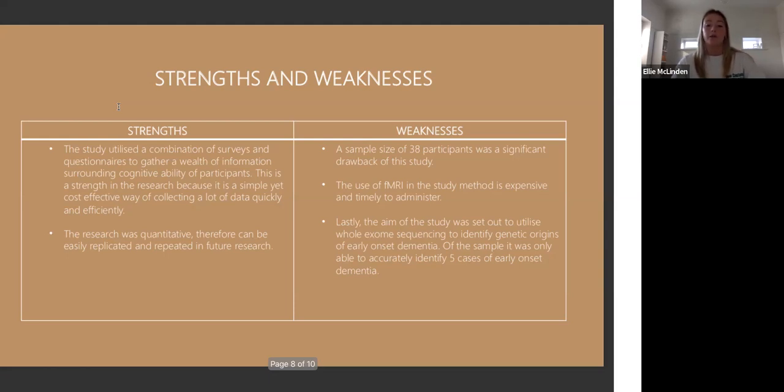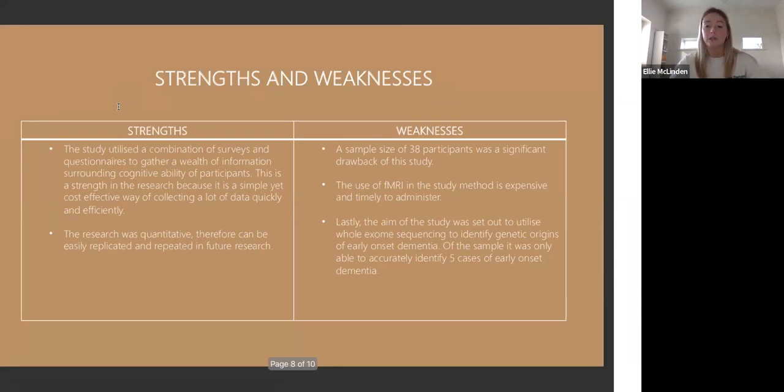Furthermore, the research was quantitative, therefore can be easily replicated and repeated in future research. This is an important strength as research is always evolving and researchers are always looking to build on their current findings. Therefore, an easy to replicate study that is quantitative is often favourable over qualitative research.